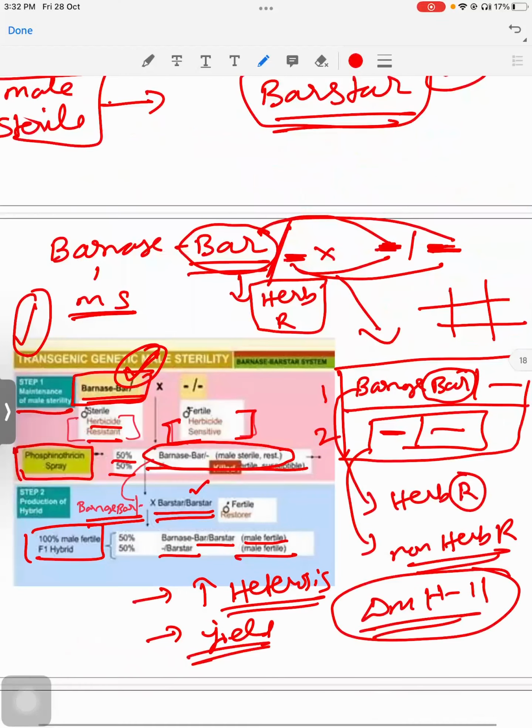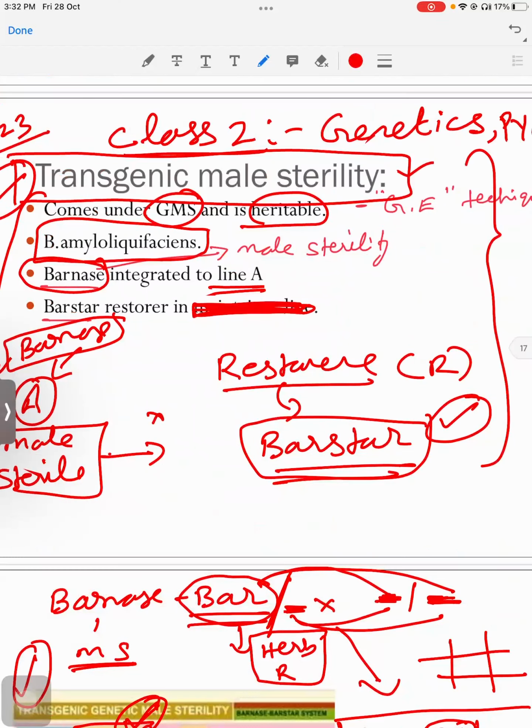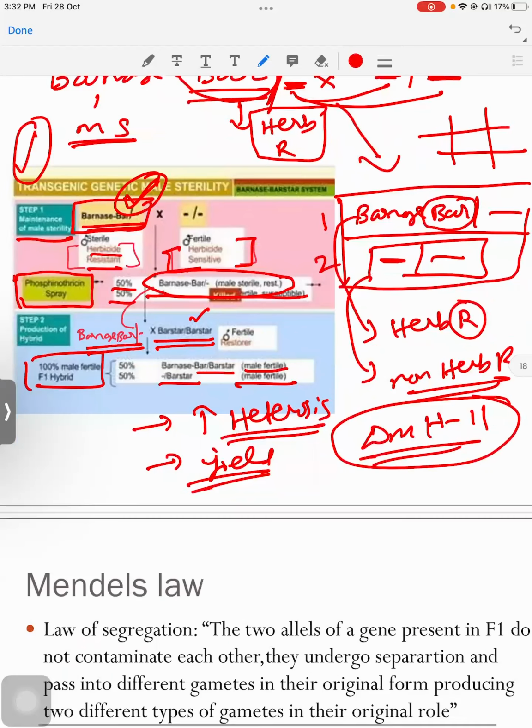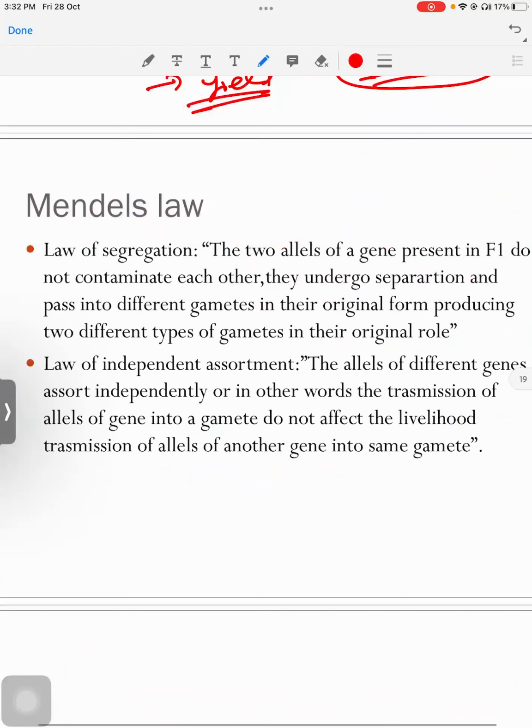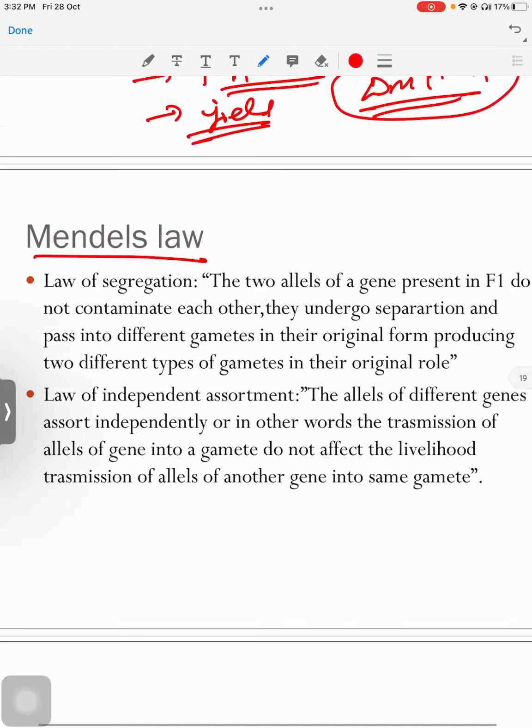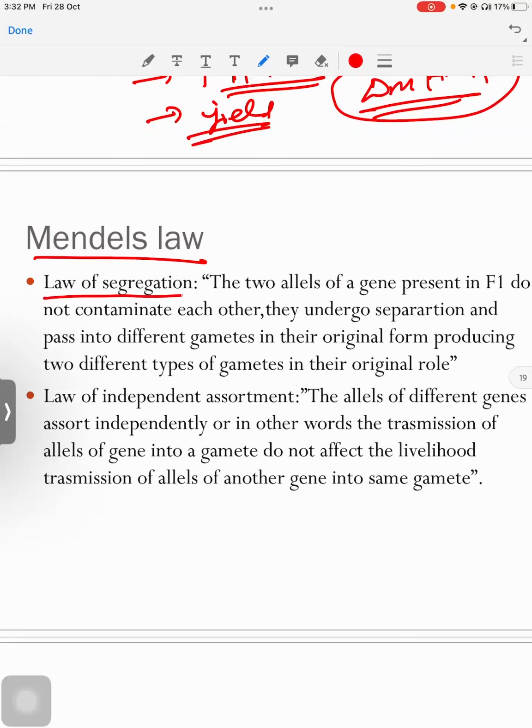Otherwise, you can write the basic things also, but this is the real content. Next, the question was about Mendel's laws. Better define all the laws. Like, the two alleles of a gene present in F1 do not contaminate each other. The alleles present in F1 do not contaminate each other.